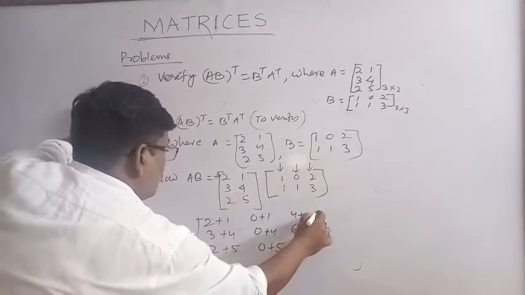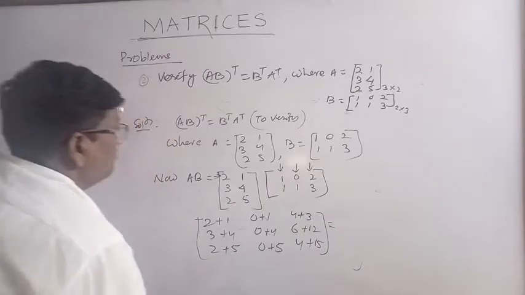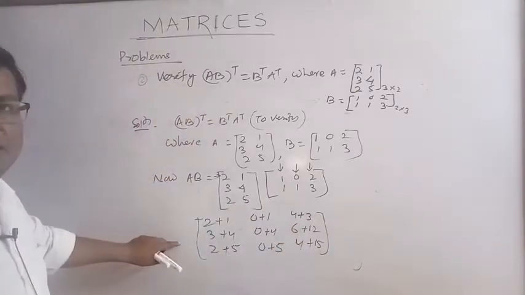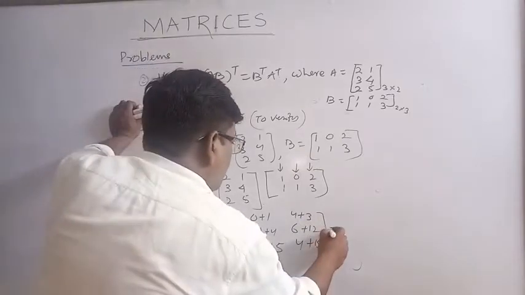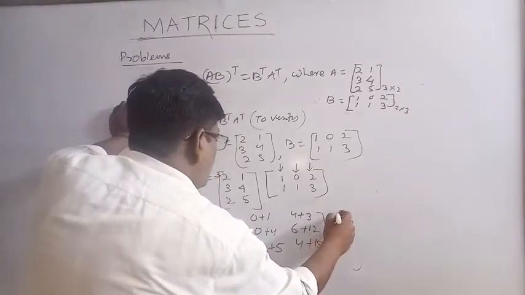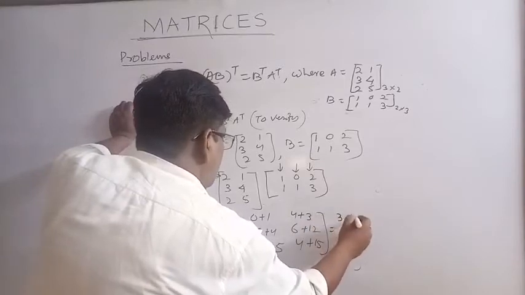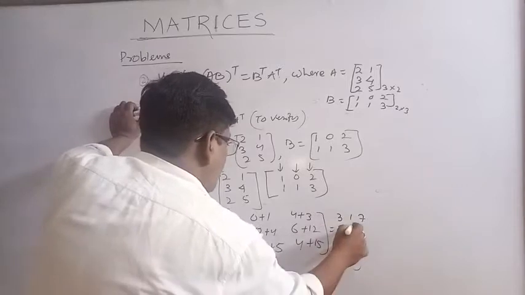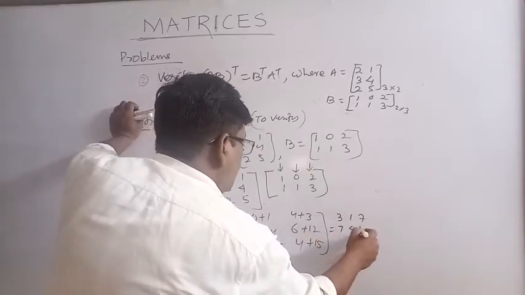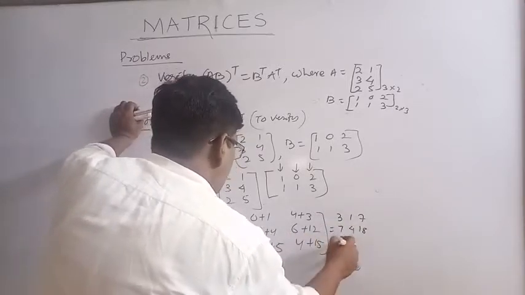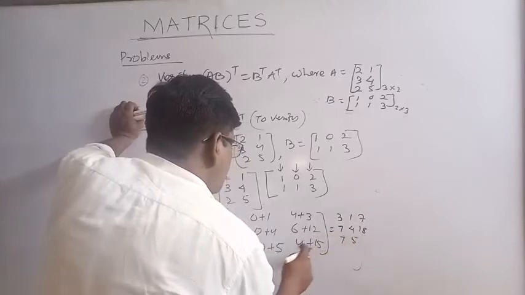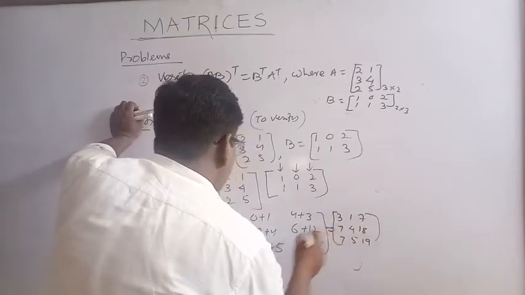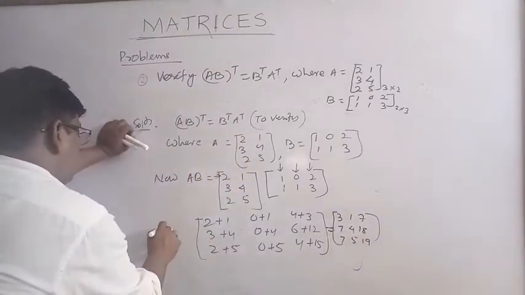So this is equal to 2 plus 1 is 3 and 1, and this is 7 and 7 and 4, and this is 18, and this is 7, and this is 5, and this is 19. This is AB. AB is equal to this.